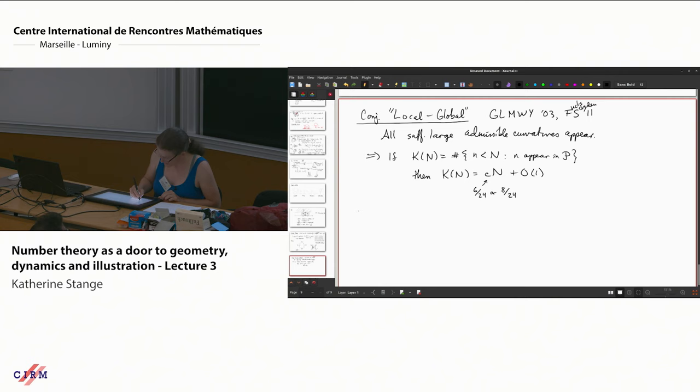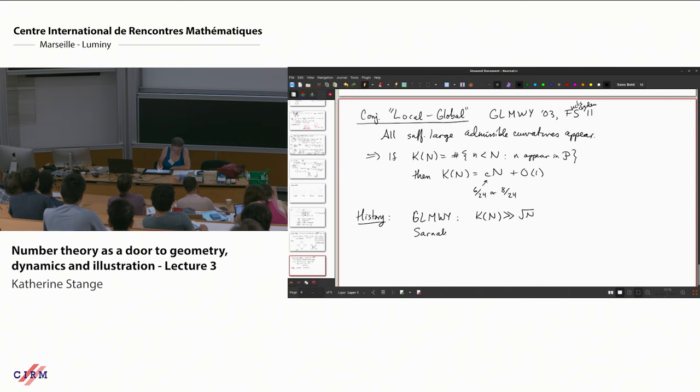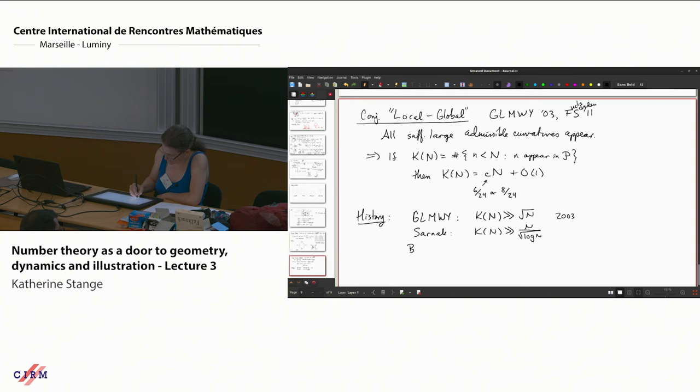And so this has a long history. So this was first conjectured by Graham, Lagarias, Mallows, Wilks, and Yan in those original papers, like 20 years ago. And in those original papers, they showed a lower bound of root n, so we're not there yet, right? Sarnak took an interest and showed n over root log n. So this is 2003, I think it was like, maybe it's 2007, but I can't remember.